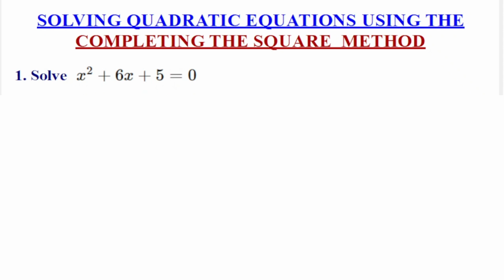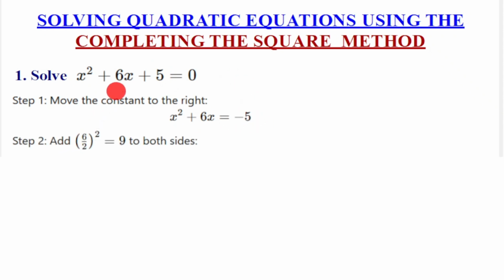Step 1. Move the constant to the right. Look, the constant is 5. Let's bring it to the right. It becomes minus 5. Add half of the coefficient of x on both sides. Now the coefficient of x is 6, half is 3. When we square, it becomes 9. Then we add 9 on both sides here.